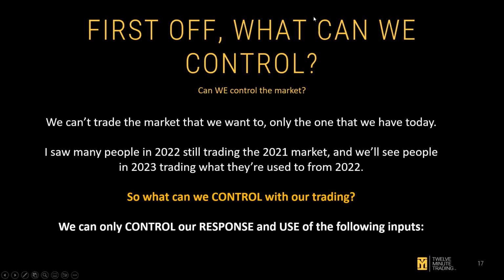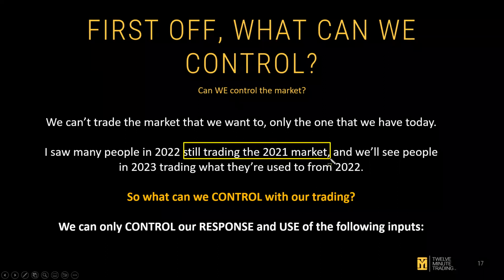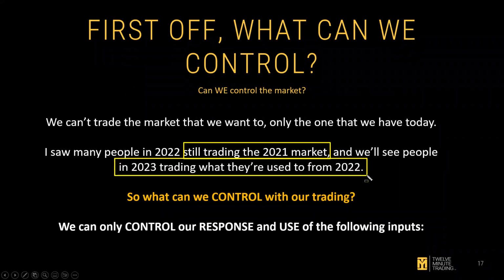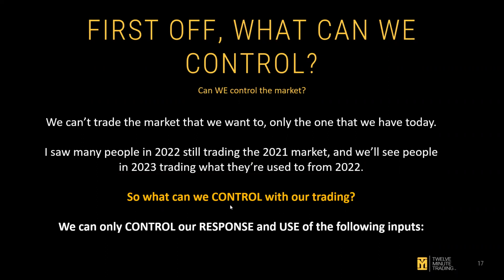So here's the thing. I saw a lot of people in 2022 still trading the 2021 market. And I would say we'll see people in 2023 trading what they're used to from 2022. It happens all the time. So what I want you to do is to start getting used to looking at things for what they are today. What can we control with our trading? And it may not seem like much, but it's actually just enough. We can control our response and use of the following inputs.